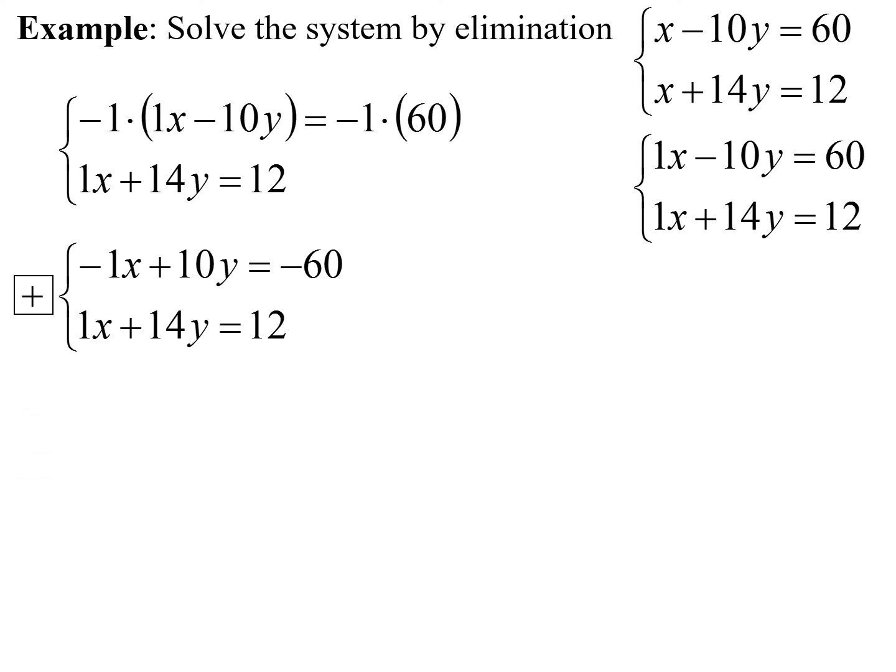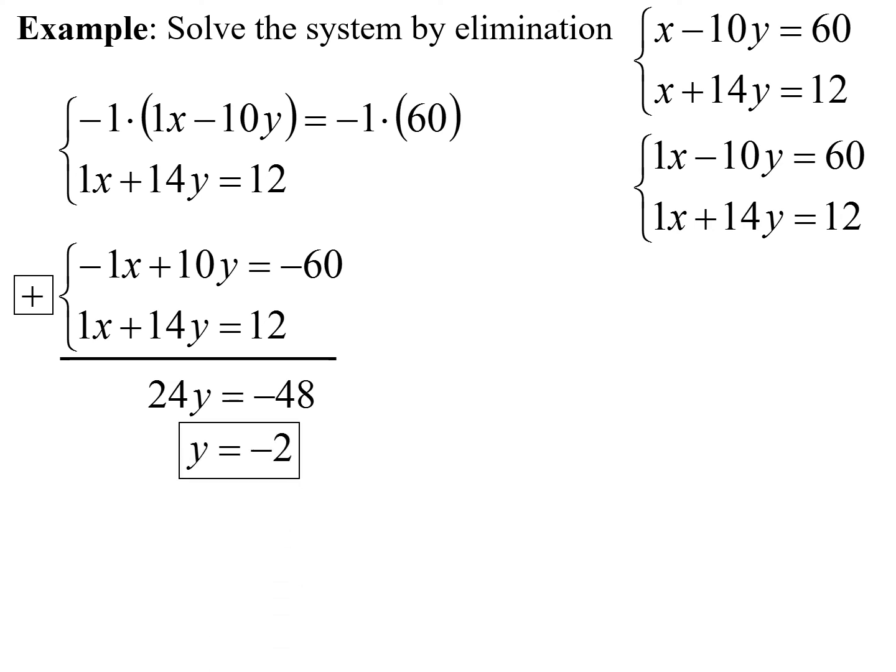Now, when I add my two equations together, negative 1x plus 1x is equal to 0. So my x's go away. Then I have 10y plus 14y is equal to 24y, and negative 60 plus 12 is negative 48. To get y by itself, I'm going to divide both sides by 24, and I get y is equal to negative 2. Now I'm going to pick one of my equations.